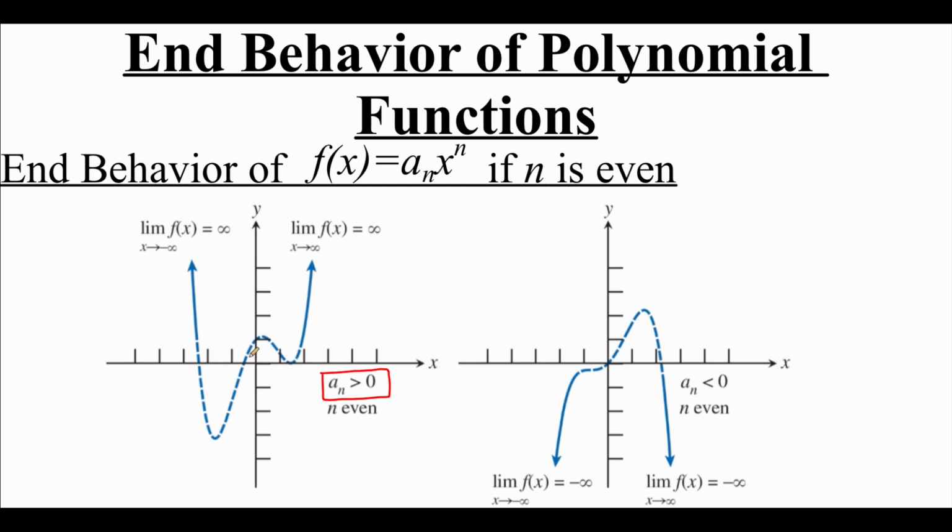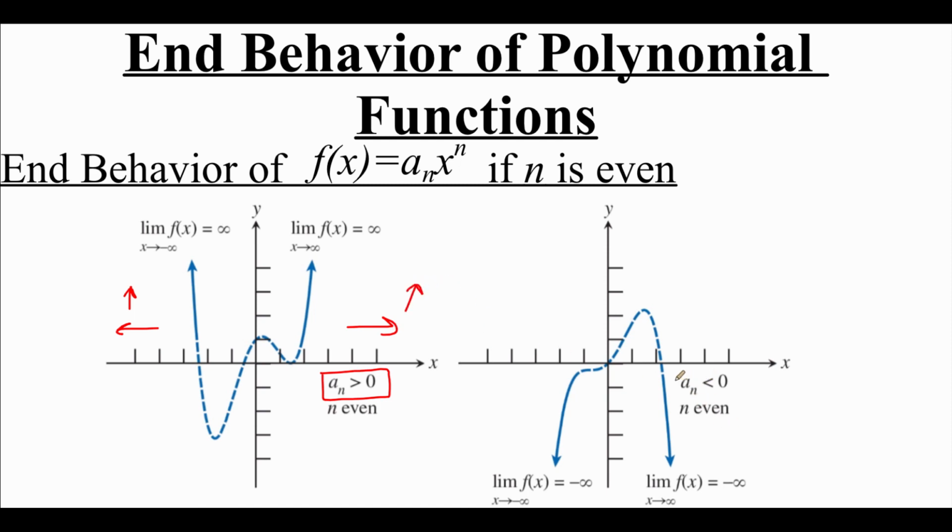And what I want you to notice is as we work our way out to the left, so the limit of our function as x approaches negative infinity, and also as we work our way out to the right, so the limit as x approaches positive infinity, both sides of my graph are going up with that positive leading coefficient. So going to the left, our graph is increasing, but also going to the right, our graph is increasing.